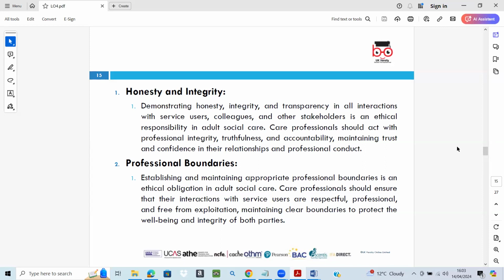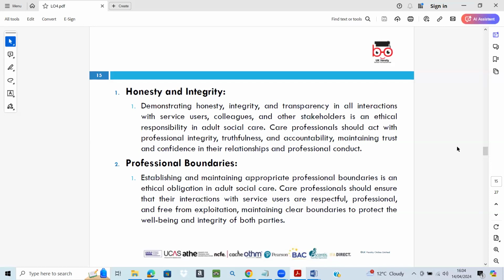For example, situations like reporting mistakes, handling confidential information, or communicating about care plans require honesty and integrity. And now we will discuss professional boundaries.